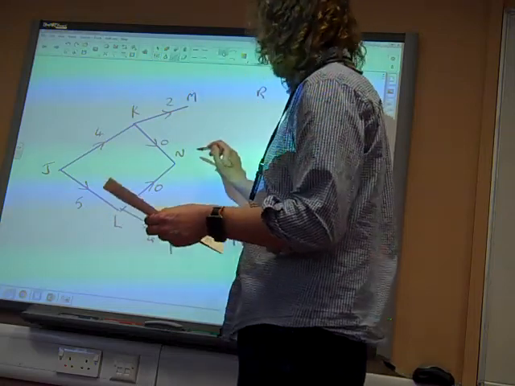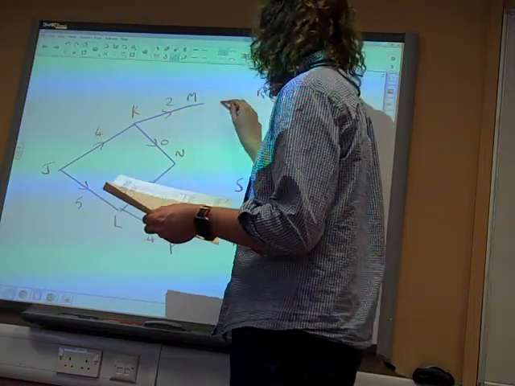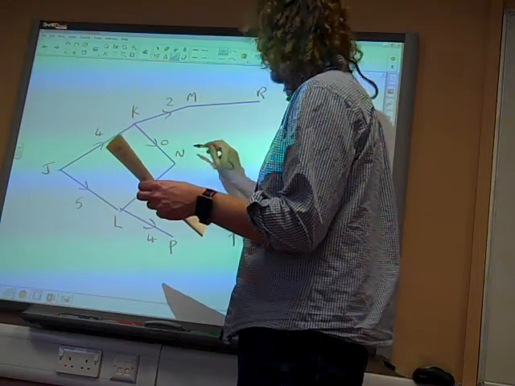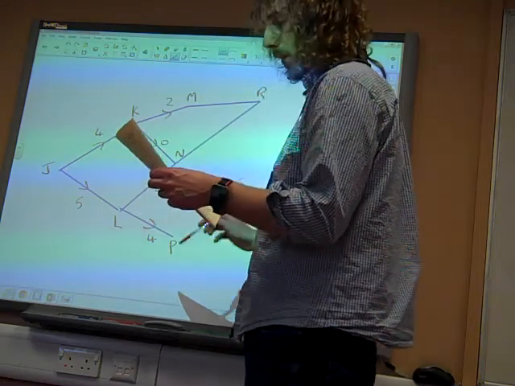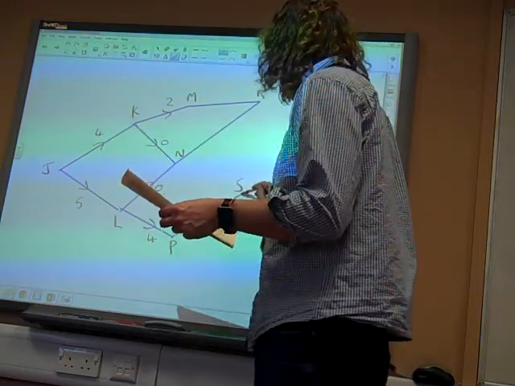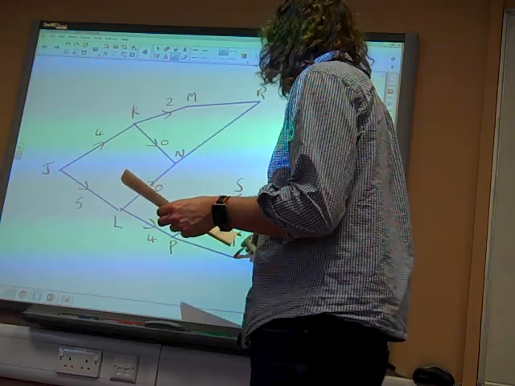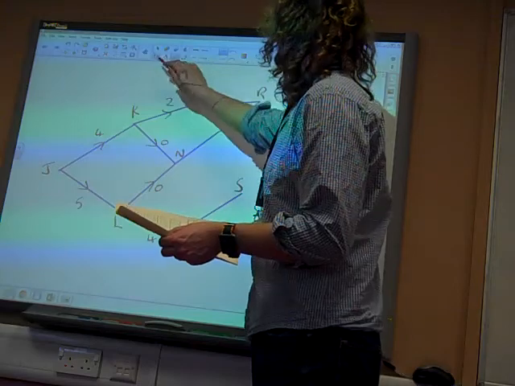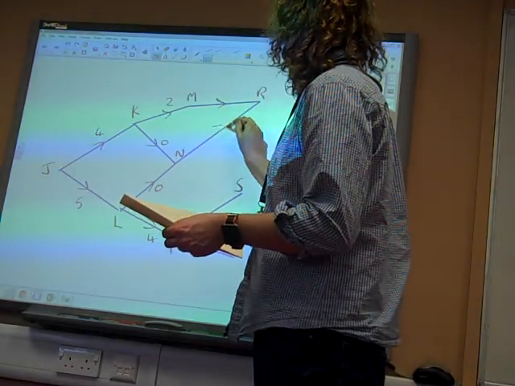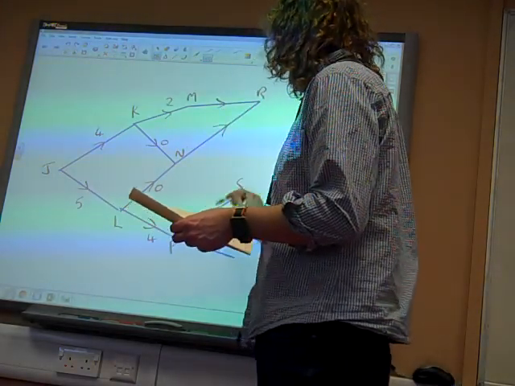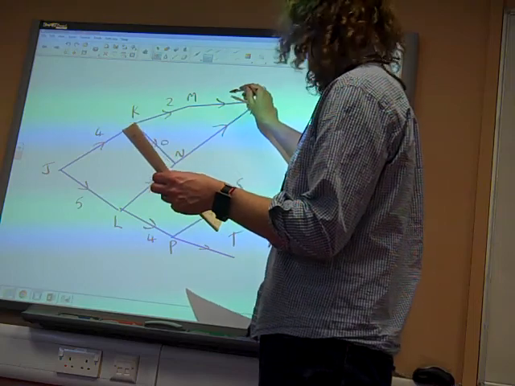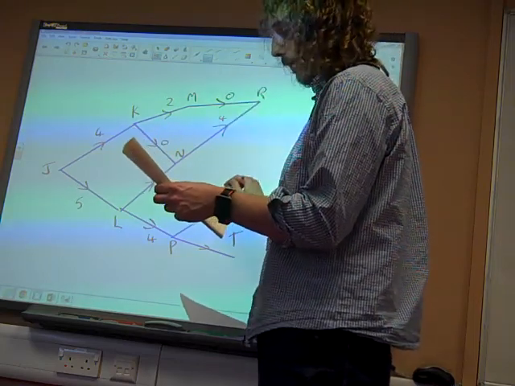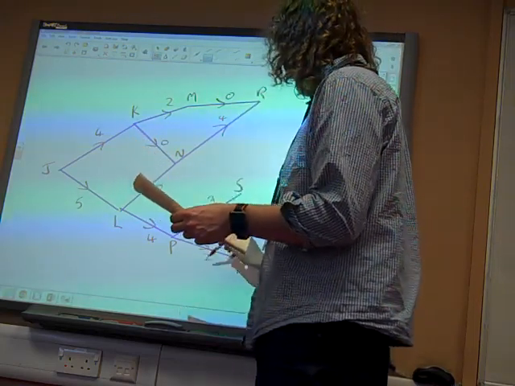So let's draw in our arcs. So we have M to R, we have N to R, we have P to S, and we have P to T. And that, I think, is all that we've got marked on that one. They are directed, so let's put our arrows on there. And these are 0, 4, 3, and 2.